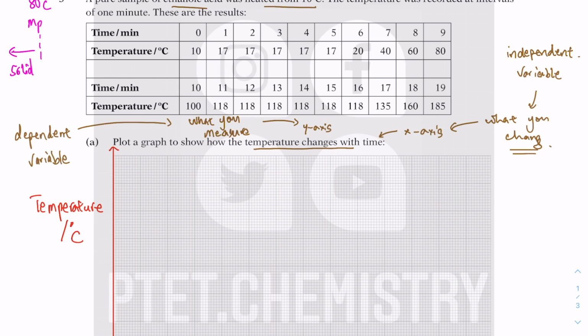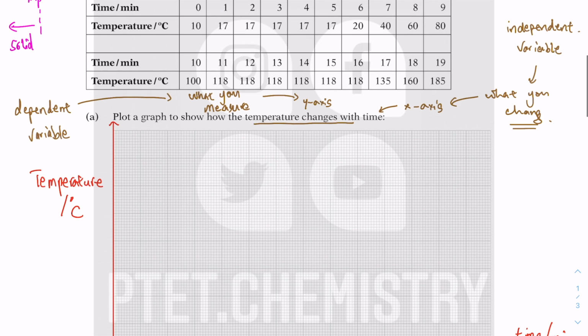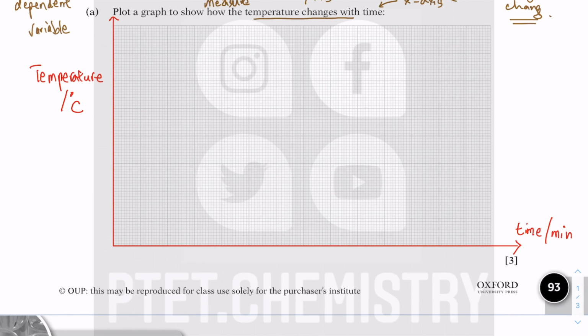So what next? Let's start plotting. Here you have intervals of 1, from 0 up until 19. So if I start from 0, I will have 2, 4, 6, 8, 10, 12, 14.